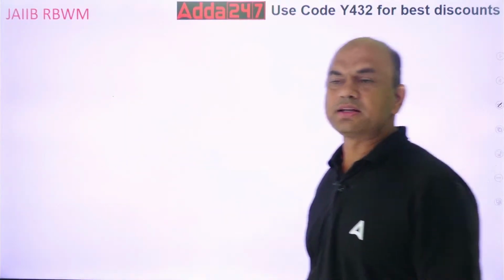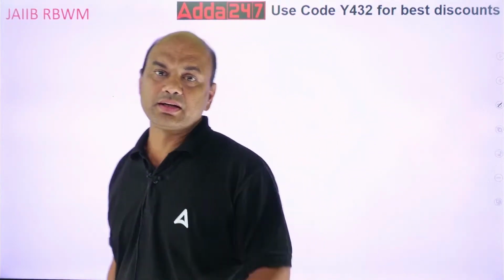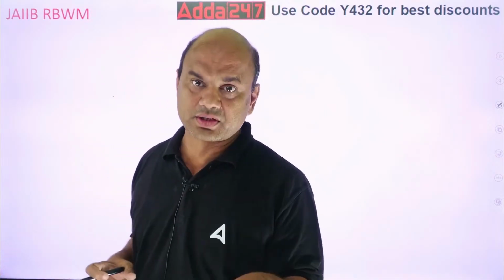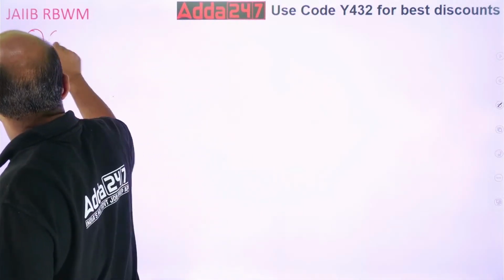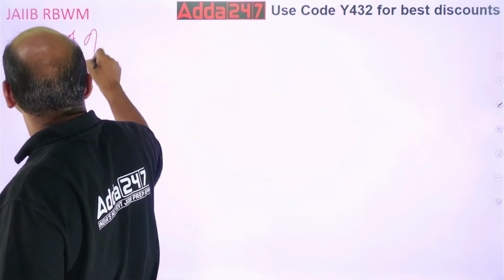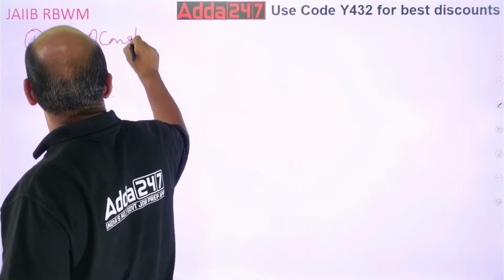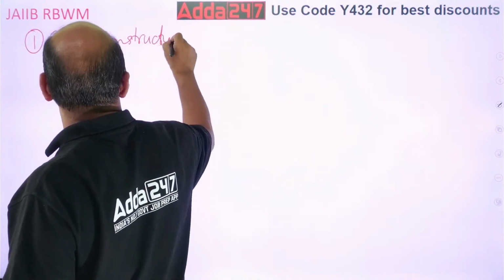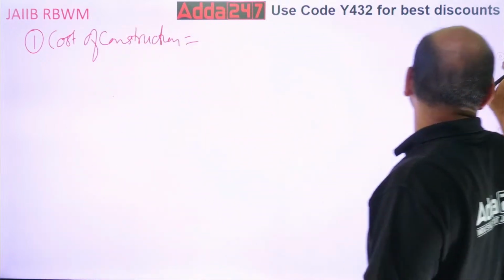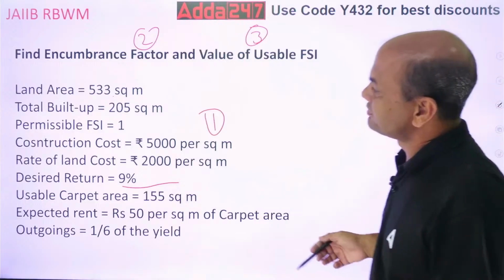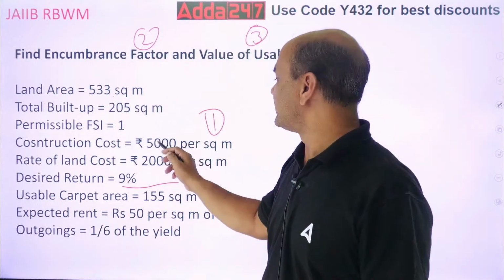For finding the desired yield, you need to first get the details. What is the total cost? See, cost of construction is given. Cost of construction. What is the cost of construction given? Cost of construction is 5,000 per square meter.